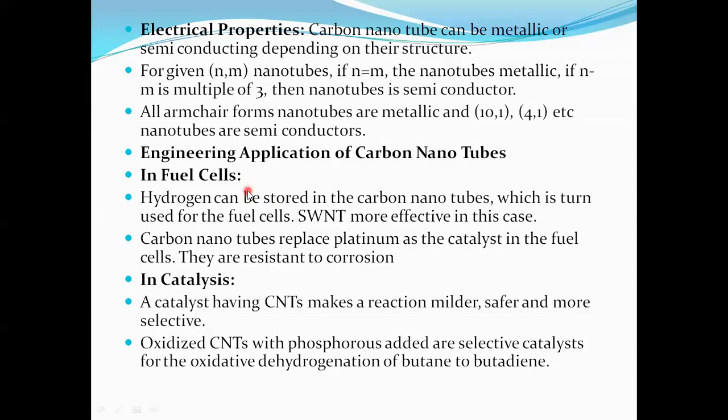Platinum is replaced in the fuel cell with CNT. So CNT acts as the anode and CNT acts as the cathode. They have excellent electrical conductivity, so a longer lifetime of the fuel cell is identified.